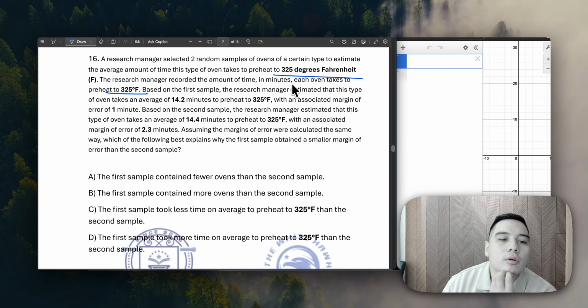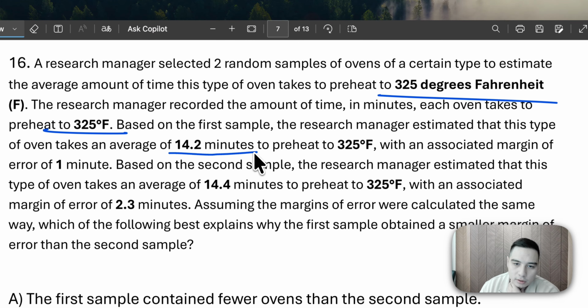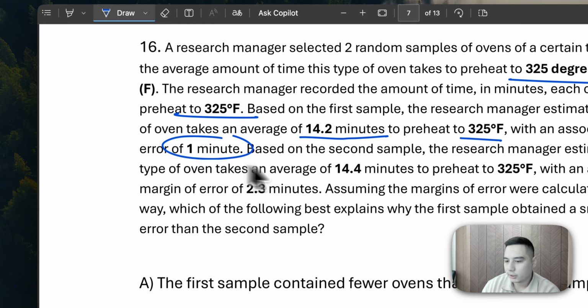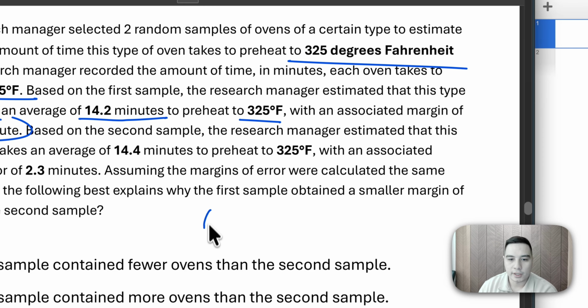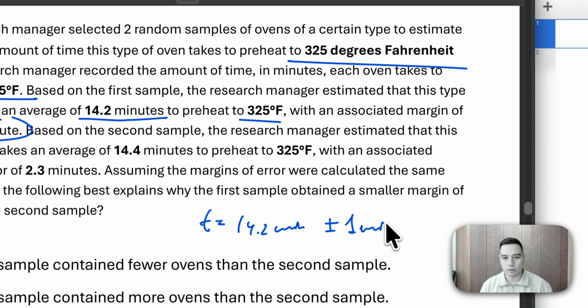Based on the first sample, the research manager estimated the type of oven takes an average of 40.2 minutes to preheat, with an associated margin of error of 1 minute. What does margin of error mean? You have the time, 40.2 minutes. Margin of error means plus or minus 1. So it means you can get less or more than 1 minute.